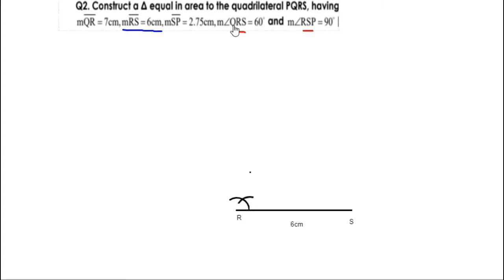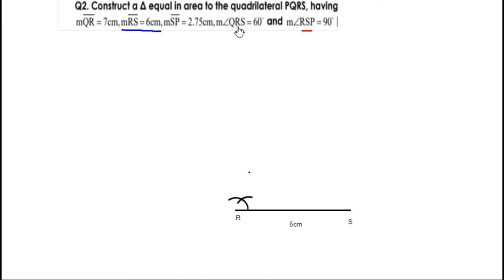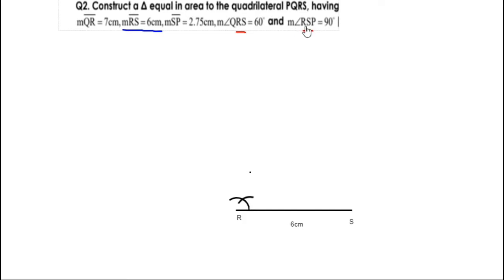You know that Q and S are the directions from R, but the angle is the middle one. For example, if QRS is there, we have to draw the angle on R. If RSP is there, we have to draw the angle on S, that is the middle one. So on RSP we have to draw a 90 degree angle. So let's draw this 90 degree angle.